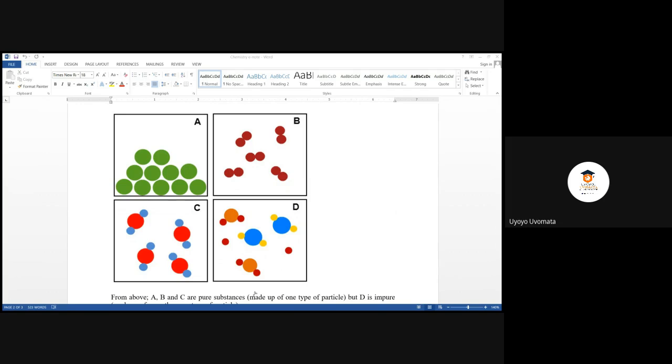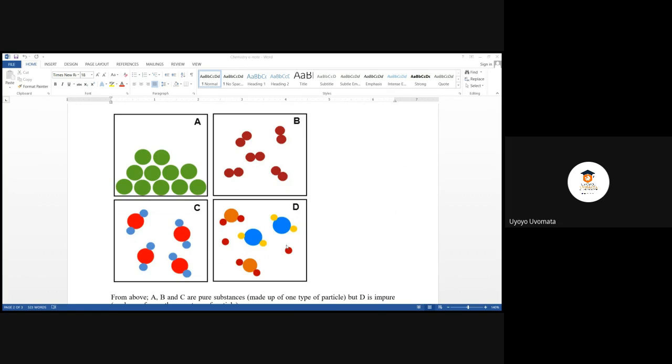Now, what about substance D? Take note of substance D. We can see different types of particles. You can see two single particles far apart, but they are red in color, spherical. You can see other particles that are also different. Because we have different types of particles in substance D, substance D is an impure substance.